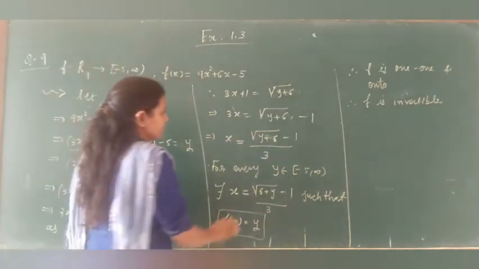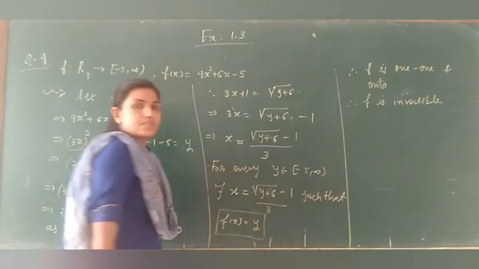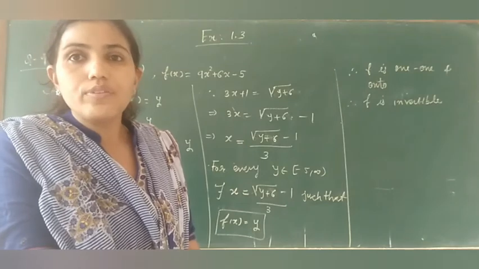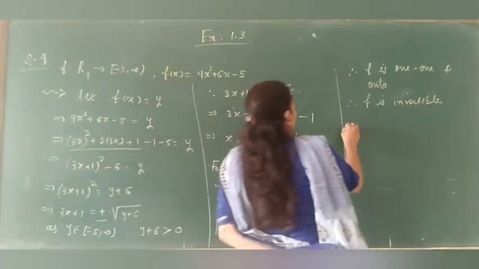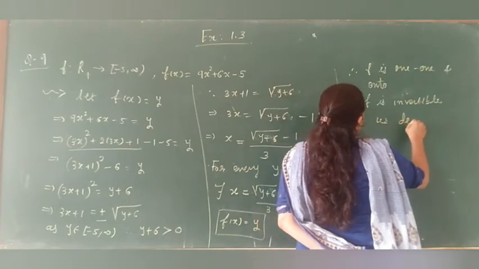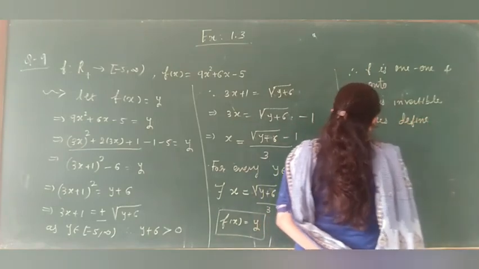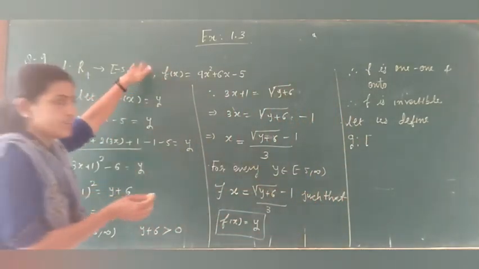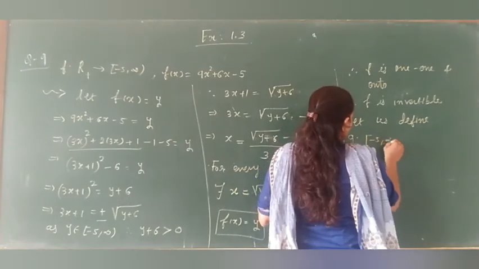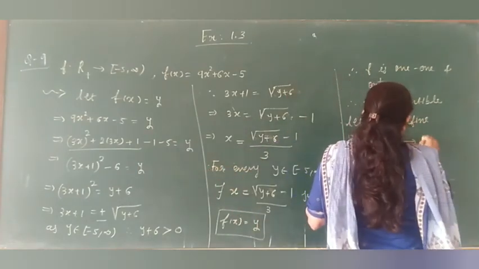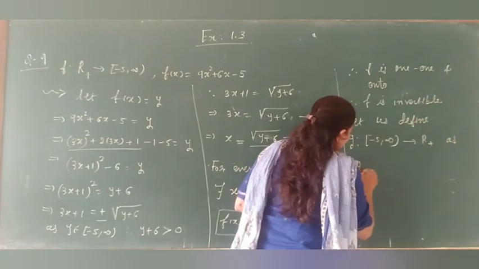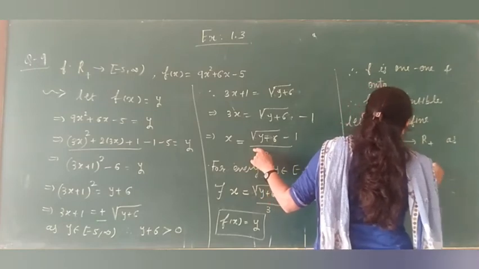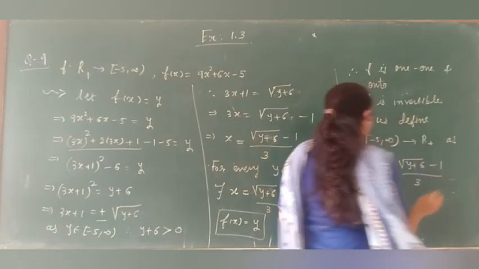Okay. So under root of y plus 6, this we required. Now we have to show that its inverse is this. So what will we do? Let us define g from where to where? The inverse of f, that is from the closed interval minus 5 to infinity to R plus. g of y is equal to under root y plus 6 minus 1 upon 3.